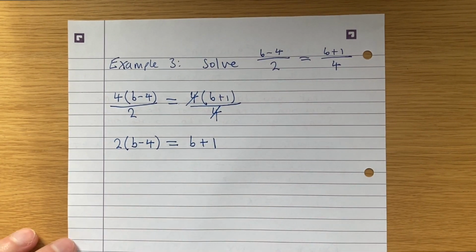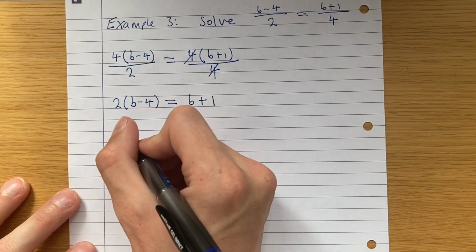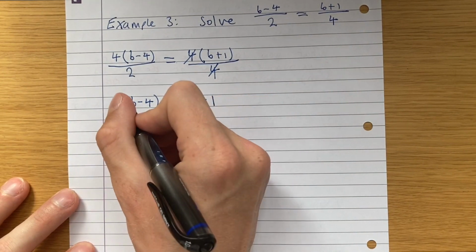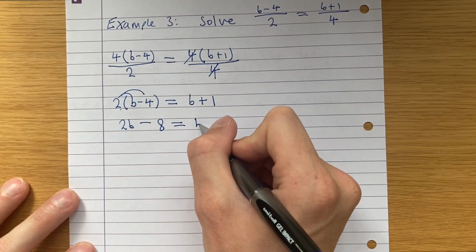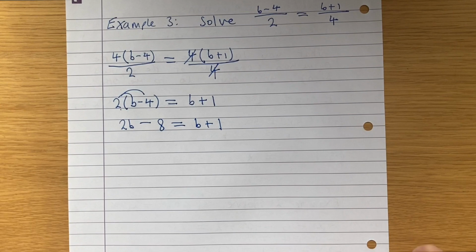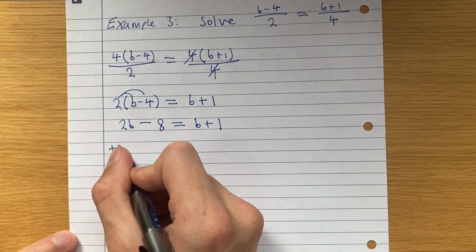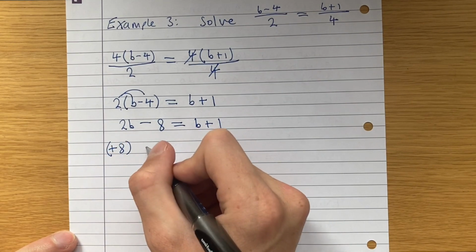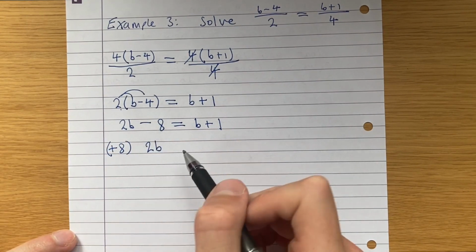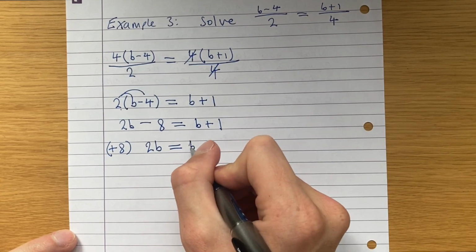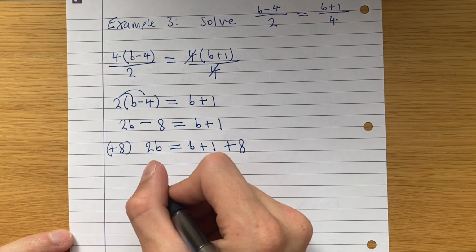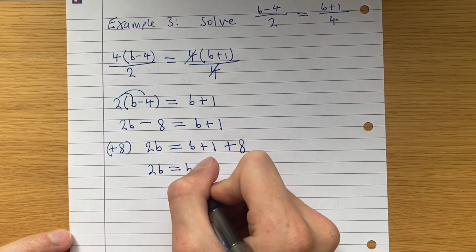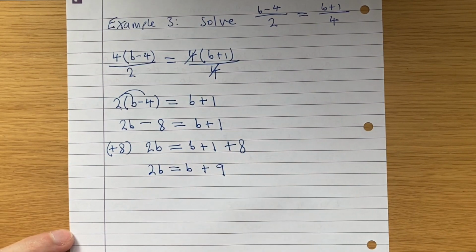So now we expand the brackets here. 2 times b is 2b. 2 times minus 4 is minus 8. And that is equal to b plus 1. Now we want the numbers on one side, letters on the other. So if we add 8 to both sides of the equation, what happens? We get 2b, because minus 8 plus 8 is 0, equals b plus 1 and plus 8, because we've added 8 to both sides. And now we can just tidy this up. 2b equals b plus 9, because 1 plus 8 is 9.